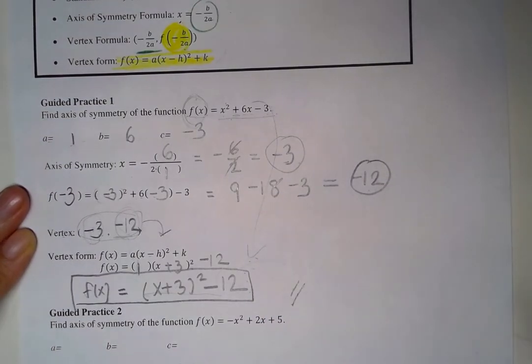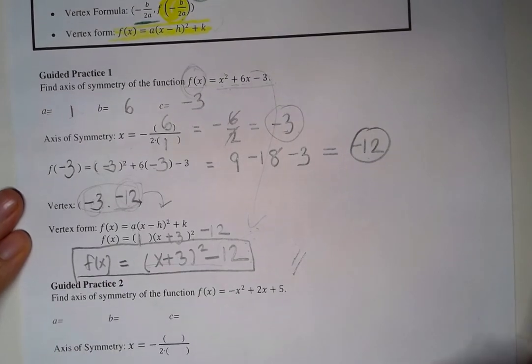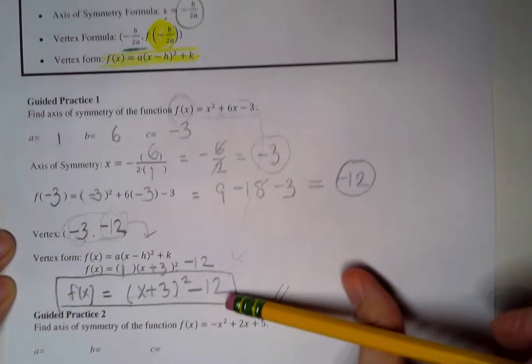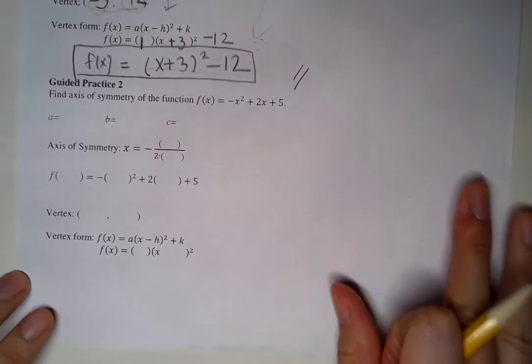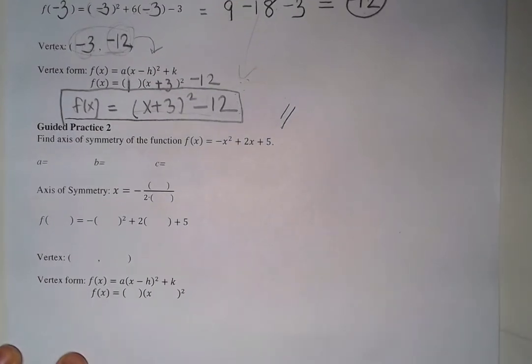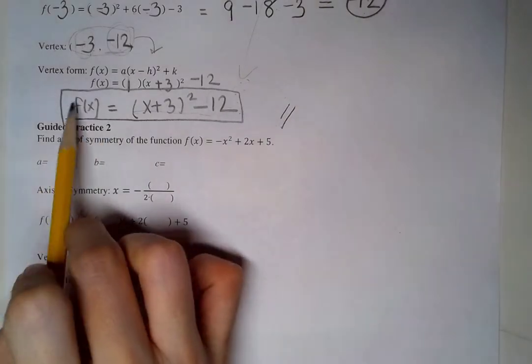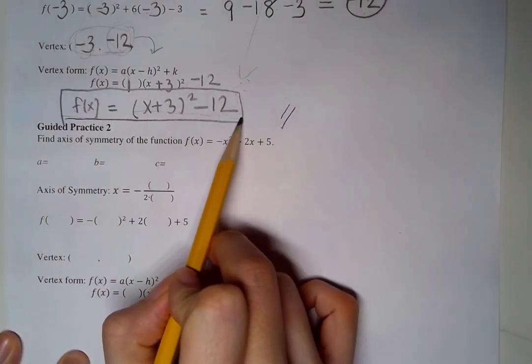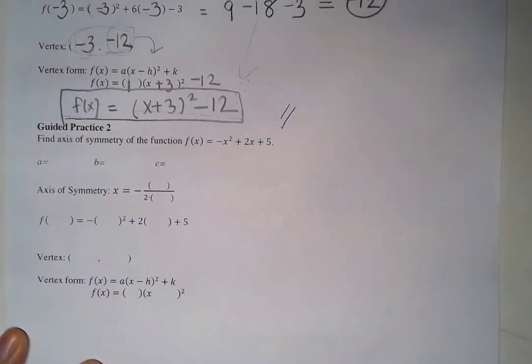So I'm gonna show you one more problem, all right? And then we're done today. So look at this, guided practice 2. So first, what? We need to get the vertex. To write the vertex form, think about it. We need to know our vertex. So I'm getting vertex, all right?